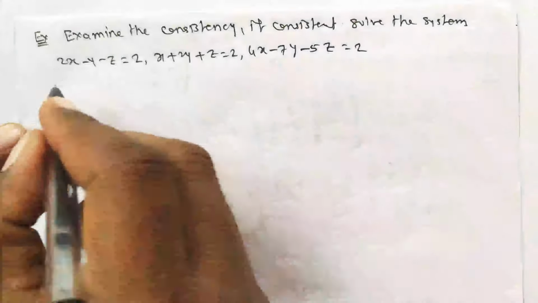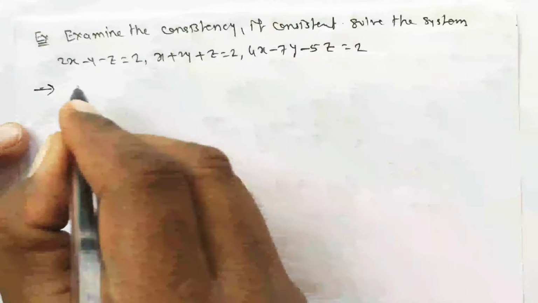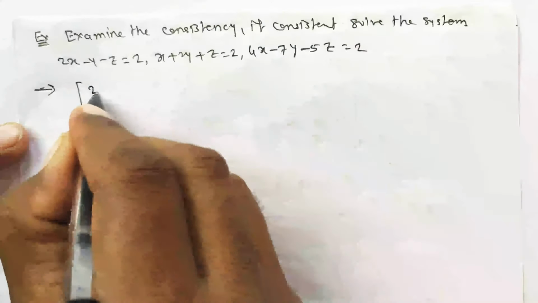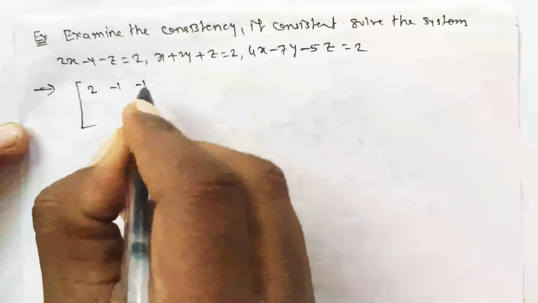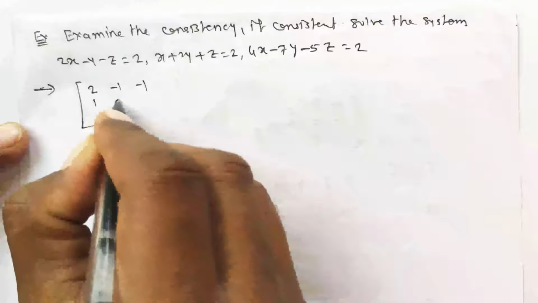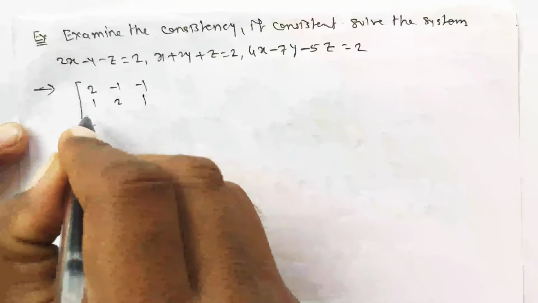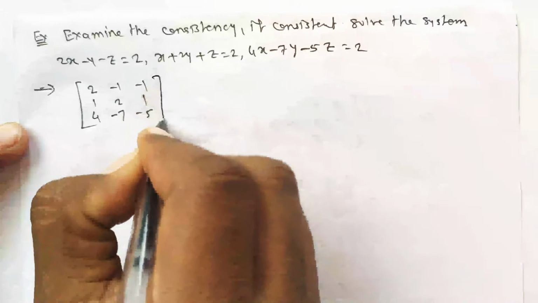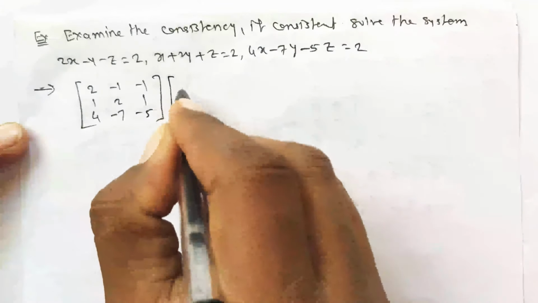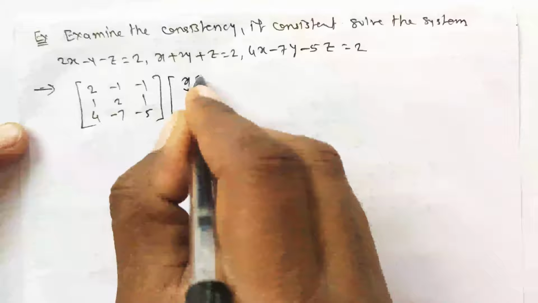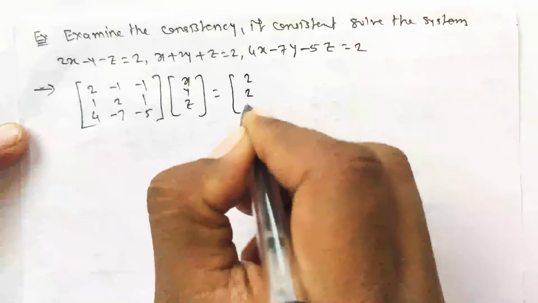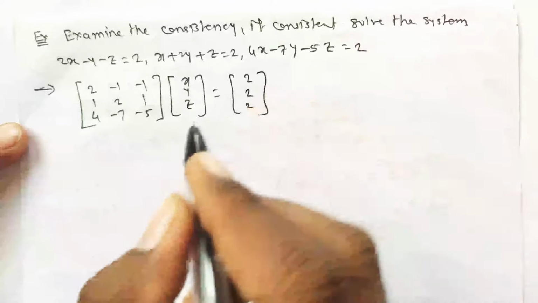So our first step is we have to write this system in matrix form. How do we write matrix form? From the first equation write the coefficients of x, y, z, that is 2, minus 1, minus 1. From the second equation write 1, 2, 1, and from the third equation we will write 4, minus 7, minus 5, into x, y, z, is equal to 2, 2, 2.